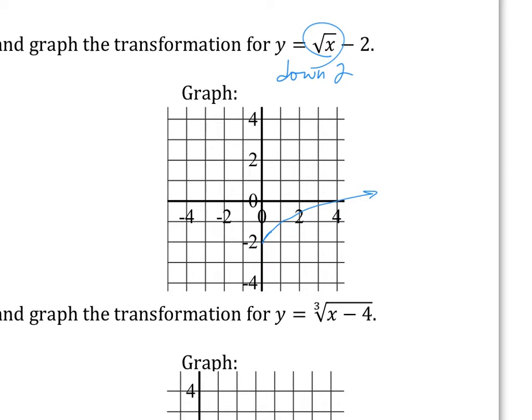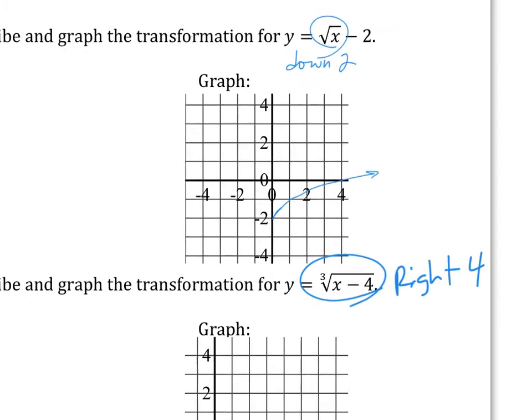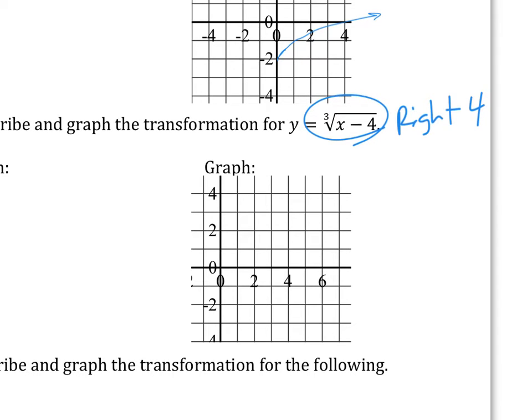Okay, what about this next one? What is the parent function? Not a square root x? Or cube root. Cube root x. What does this minus 4 do? Up, down, left, right? Right 4. Yeah, good. Right 4. So we're going to take the regular cube root function, which looks like an s. We're going to go right 4. Okay, it doesn't have to be very exact. So just something like that.